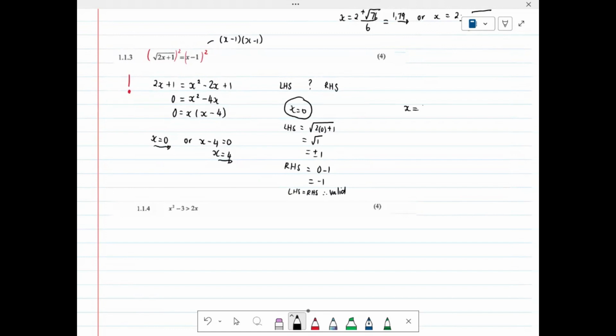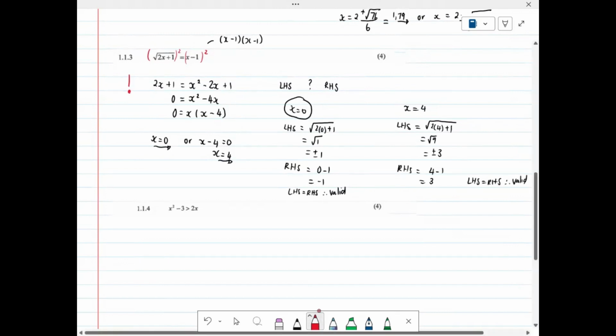For x is equal to 4, we also have to check that it's valid. So substituting 4 into the left-hand side, we get 2 times 4 plus 1, which is the square root of 9, which we get plus or minus 3. And the right-hand side is 4 minus 1, which is 3. And again, we have that the left-hand side is equal to the right-hand side, therefore your answer is valid. It is very important to check the validity of your answers when squaring both sides, as marks are allocated for that.